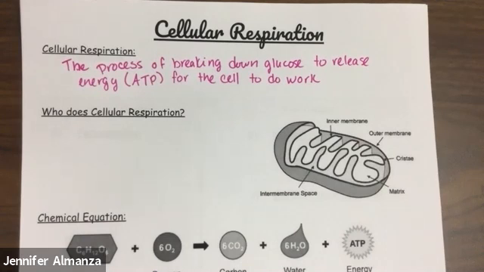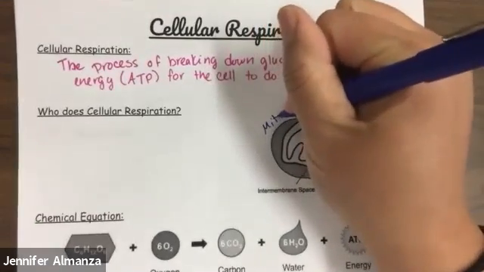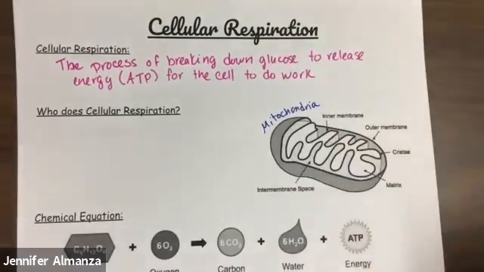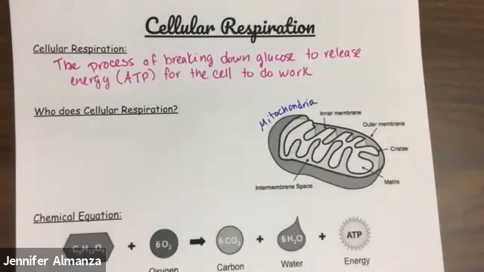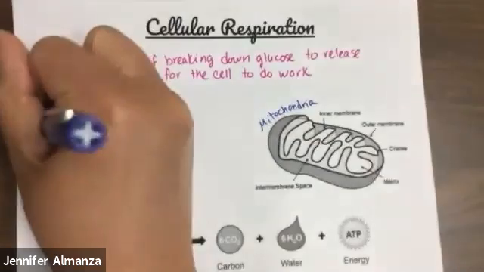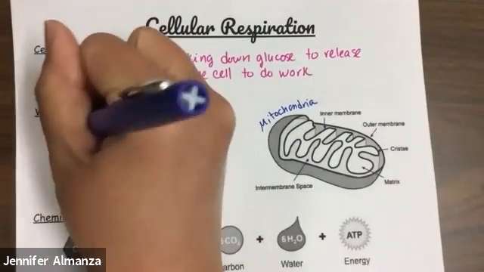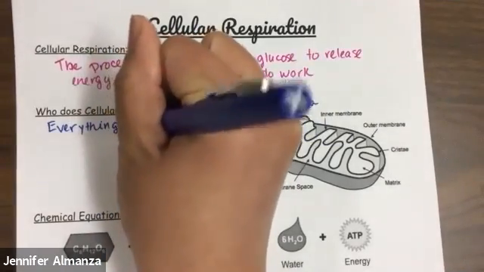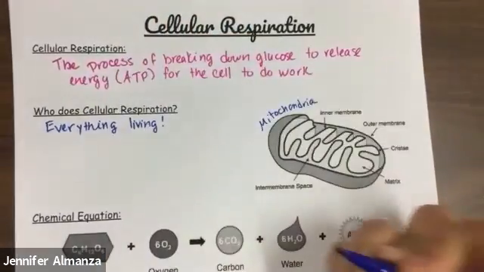So who does cellular respiration? Well, there's a reason why I put this little picture of a mitochondria right here. And that's because everything that has mitochondria for sure does cellular respiration. But we have to remember that this is the process of making energy. And so there are organisms that don't have mitochondria that also will do cellular respiration. So everything living does cellular respiration.